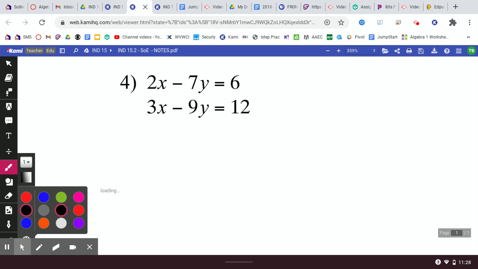You have to think through what's going to be the most logical one to make go away. If there isn't an easy fix, it might be a double multiplication. And then think through your signs. Make sure if you're making your x's go away, you got to make one of them negative.